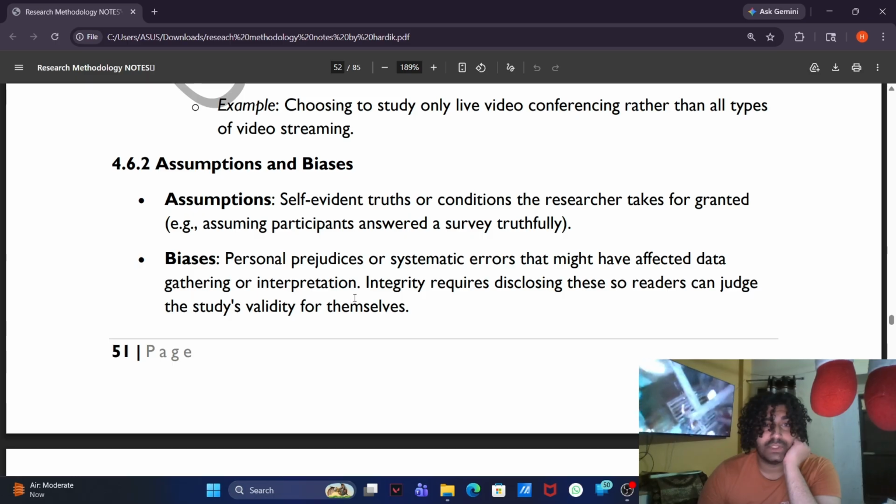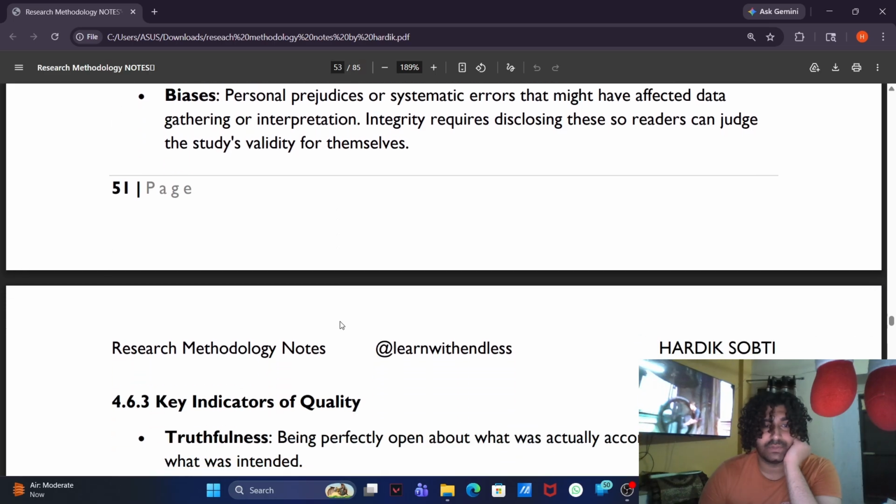Next subtopic, assumptions and biases. Assumptions: self-evident truths or conditions the researcher takes for granted. Example, assuming participants answered the survey truthfully. Biases: personal prejudices or systematic errors that might have affected data gathering or interpretation. Integrity requires disclosing these so readers can judge the study's validity for themselves.